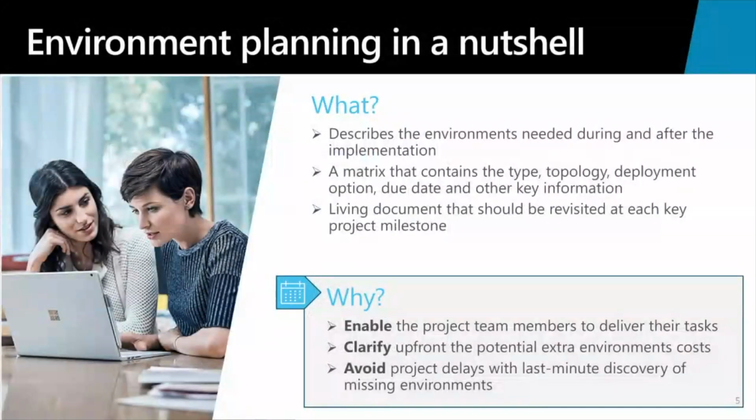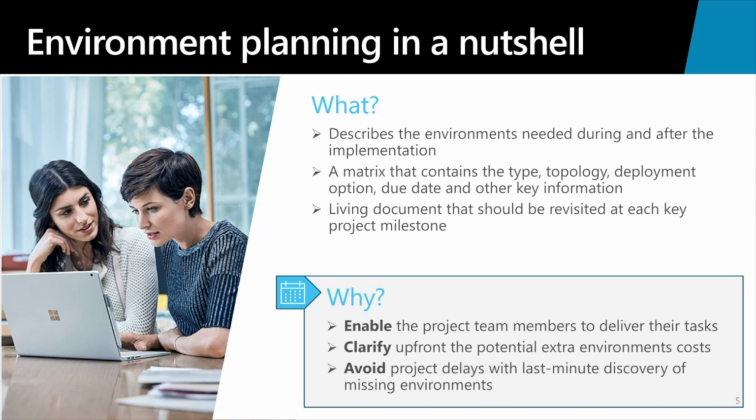I'm going to start by talking a little bit about why environment planning is important and what environment planning should include. Environment planning is this process that we go through in your implementation to describe the details about each of the environments that you're going to need, both during your implementation and after your implementation post go live. That environment plan should be a matrix that contains the type, the topology, the deployment options, due dates, and other key information. And that might be things like the responsible person and the dates that it's required, to deploy and when it can be turned off.